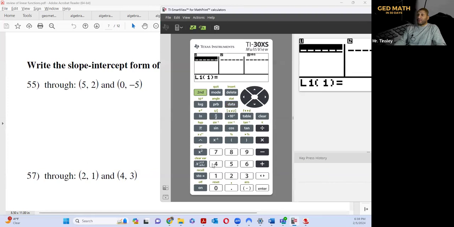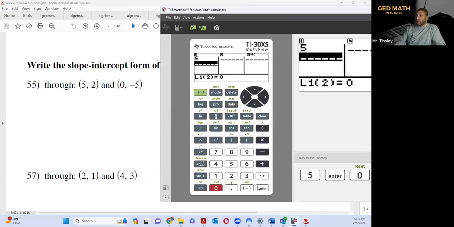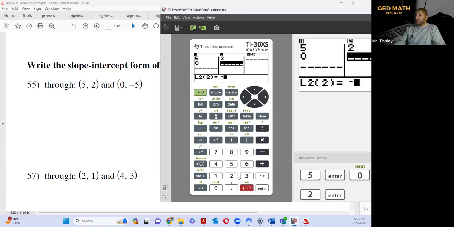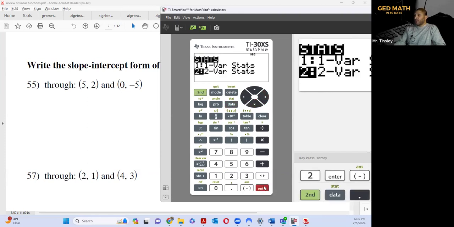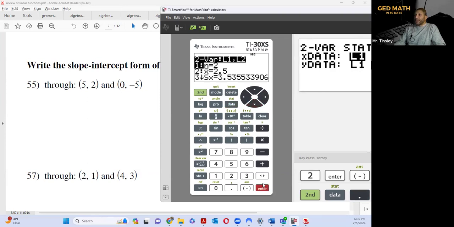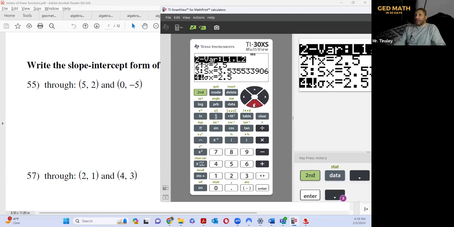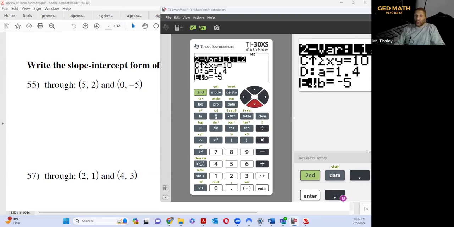Put my X's in the first column: 5, enter, 0, enter. Put my Y's: 2, enter, -5, enter. Second, data, 2 variable, calculate. You can keep saying it till you know it. Go down to A and B. My slope is 1.4. My M equals 1.4. My B equals -5.